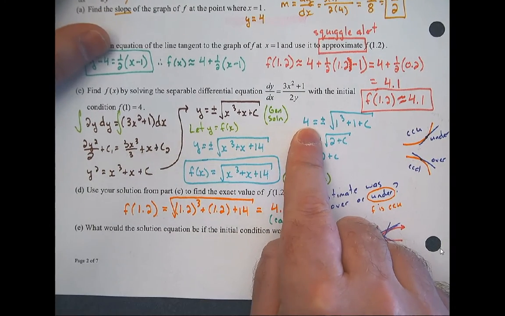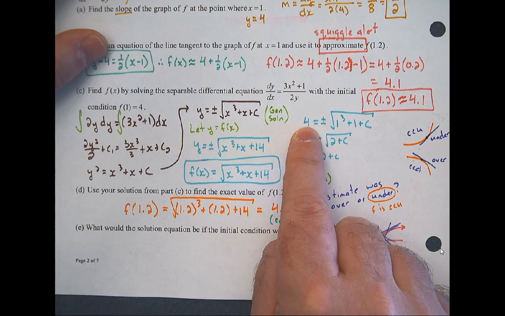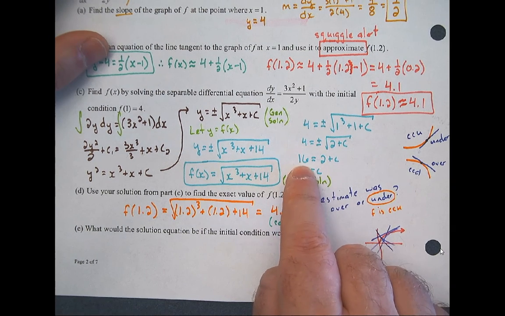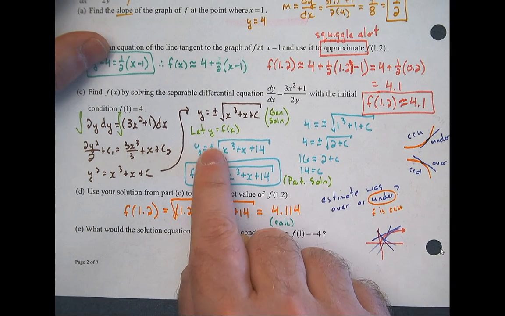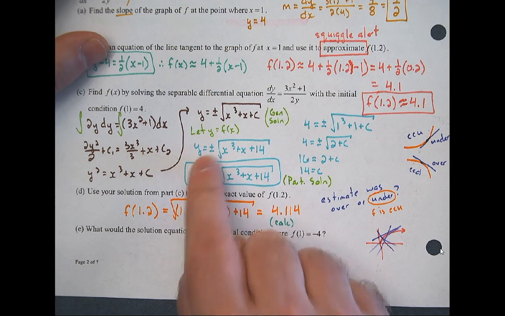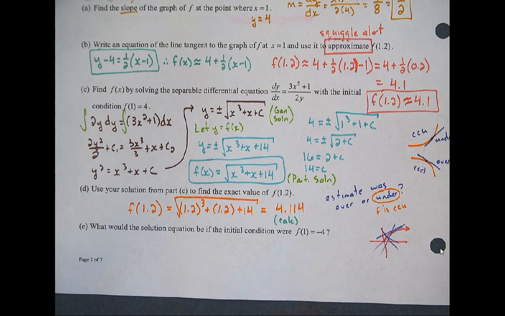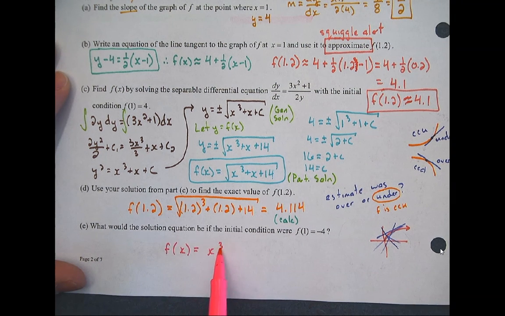I don't need to go all the way back. I was going all the way back and kind of freaking out. But if I put negative 4 in here and I square it, I still get 16, and I still get C equals 14. But when I did my check here, I would need this thing to equal negative 4, which means the negative case would be the good case. So we don't have to go all the way back. Let's just say f of x would equal the root of x cubed plus x plus 14, except this time the root would be negative.